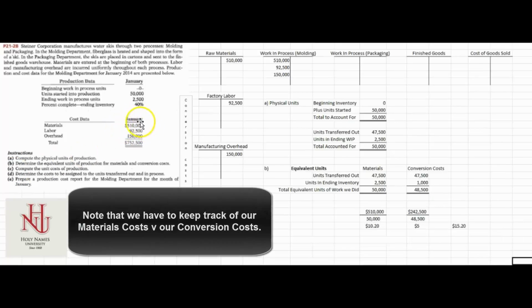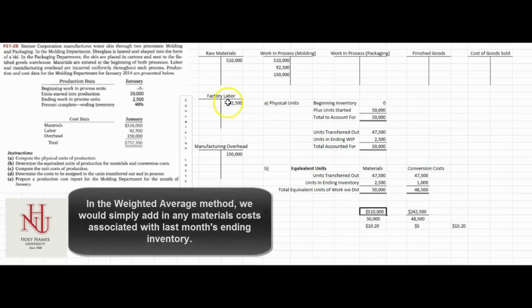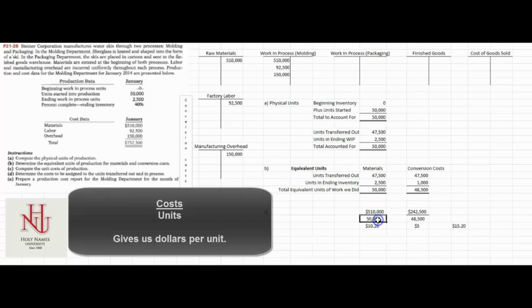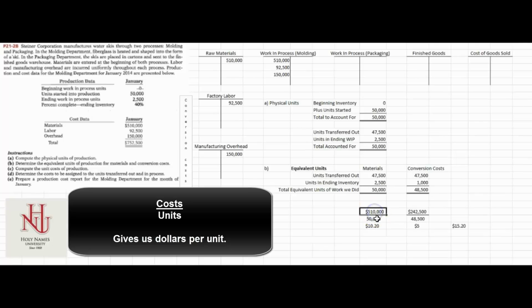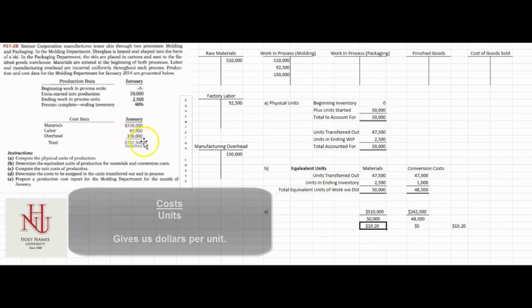Well, we have $510,000 on materials costs. If we had beginning inventory, those dollars that were spent on materials would be added in. But in this case, there were 0 units in beginning inventory, so all we have to worry about is the $510,000. How much work did we do? We did 50,000 units. So our dollars per unit is $10.20.